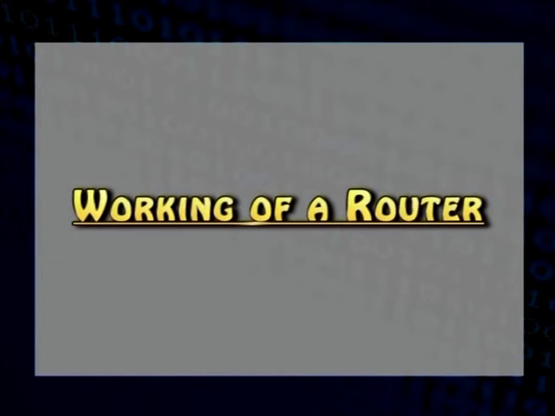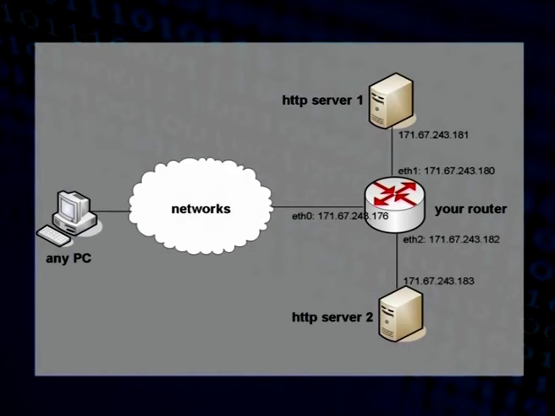Now, let us discuss the working of a router. When LAN users need to connect to the internet or a remote branch office, a router is used. A router passes data between multiple networks. It operates at the network layer, which means that it must be able to understand the data packets so that it can route them to their destinations.